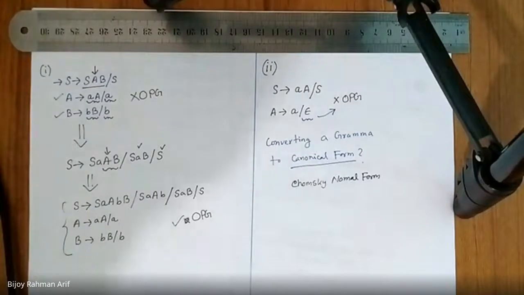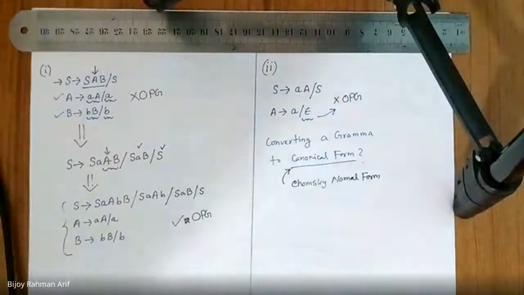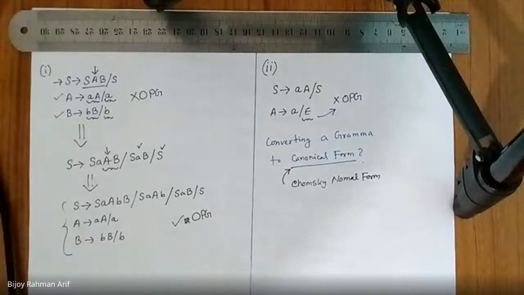Chomsky normal form is actually converting any grammar to canonical form. It is called Chomsky normal form. Who is Chomsky? Chomsky is a very famous linguist and computer scientist. He is involved in a lot of natural language processing and other stuff, and he is also a very famous linguist as well. Basically, he is a linguist, but he has made a lot of contribution in computer science, especially in grammar.